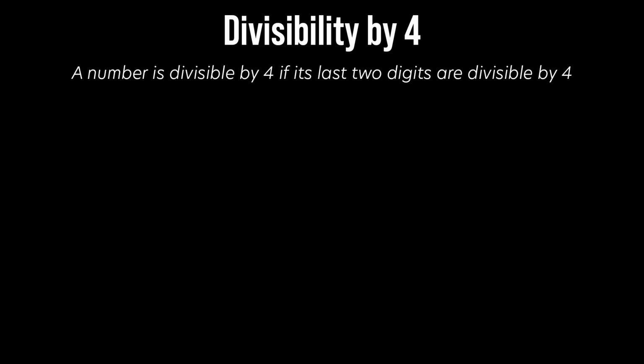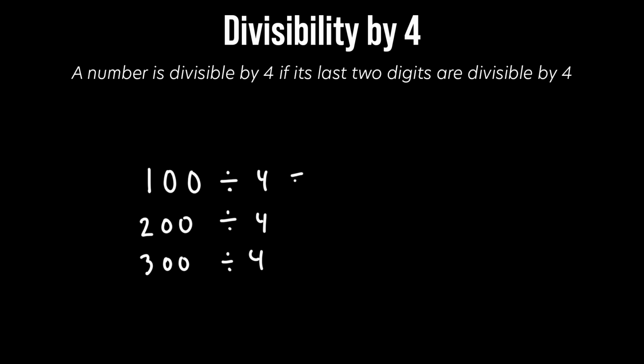The reason this works is because any value in the hundreds place is divisible by 4 if the tens and the ones place are zeros. What I'm trying to say is that the number 100 is divisible by 4. The number 200 is divisible by 4. The number 300 and so on is divisible by 4.